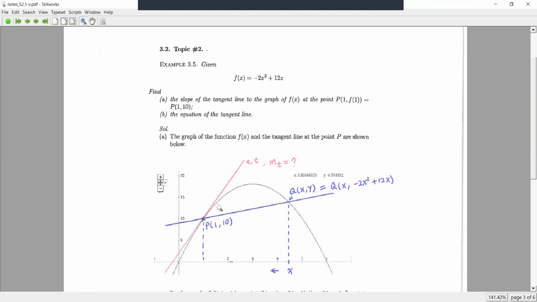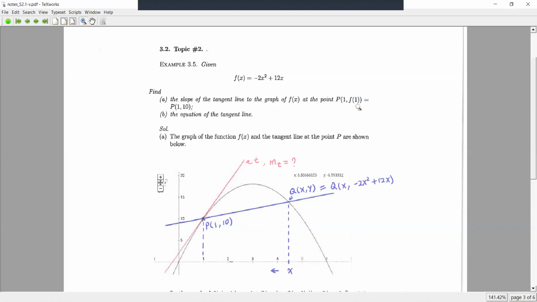Here, I use my computer to plot the graph of this function. The graph is this parabola. It is open downward. Now, 2 questions. Question A. Find the slope of the tangent line to the graph of this function at the point P. The point P, x coordinate is 1.